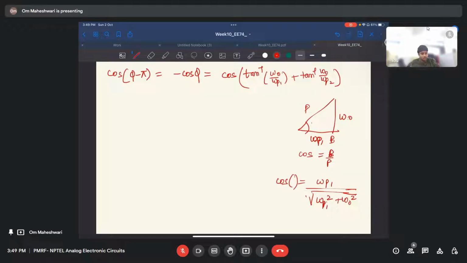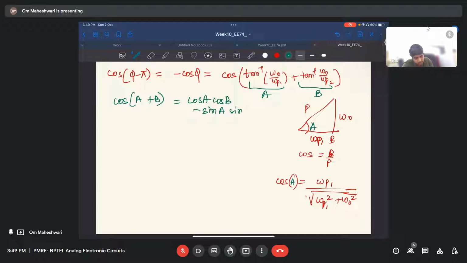Similarly, for this term we will have something different. Okay, so why am I doing this? Let's say this is angle A and this is angle B. I have written it for angle A, this is cos of A. So we know cos of A plus B equals cos A cos B minus sin A sin B. Please verify this, I do not remember the identity.